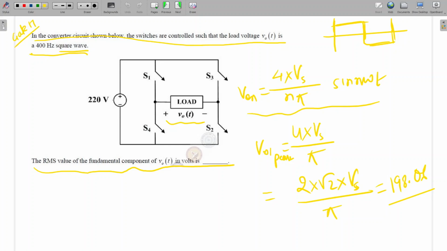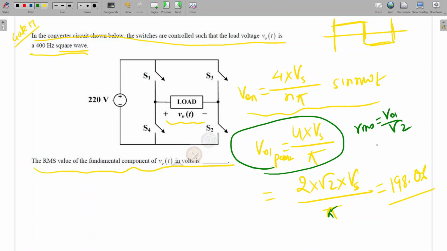Sir, you have put the value of Vs equal to root 2. Can you repeat again? This 2 into root 2 into Vs by pi. See, this is the maximum value of the fundamental voltage. What will the RMS be? RMS will be V01 by root 2. So that will be 4 into Vs by root 2 pi. This is the RMS value. So 4 by root 2 means it will be 2 root 2. Is it clear? Yes, sir, now it is clear. Sir, 198.06, correct.